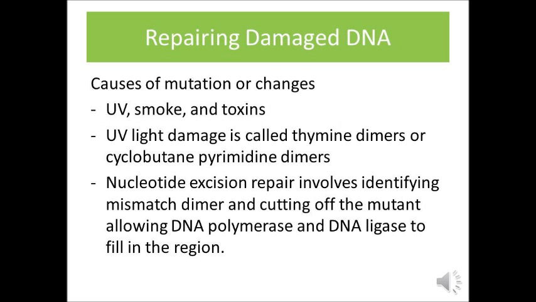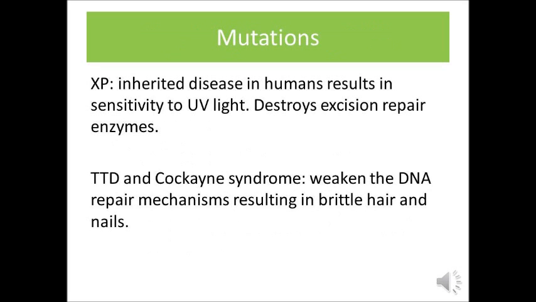Other types of mutations, we have something called XP, an inherited disease in humans that results in ultra-sensitivity to UV light. It destroys excision repair enzymes. Then you also have something called TTD and Cockayne syndrome, which weaken the DNA repair mechanisms, resulting in brittle hair and nails.